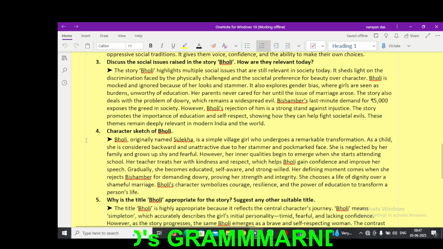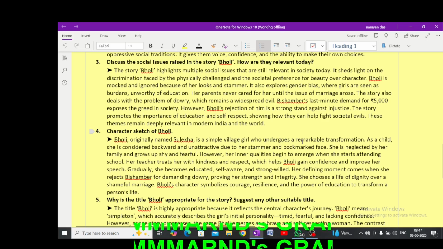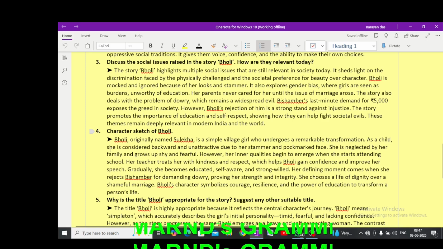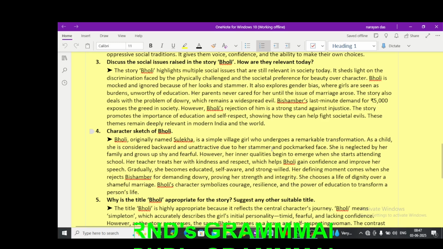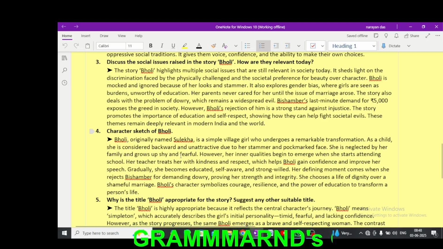Now question 4. Character sketch of Bholi. Very, very important. Bholi, originally named Sulekha, is a simple village girl who undergoes a remarkable transformation. As a child, she is considered backward and unattractive due to her stammer and pockmarked face. She is neglected by her family and grows up shy and fearful.